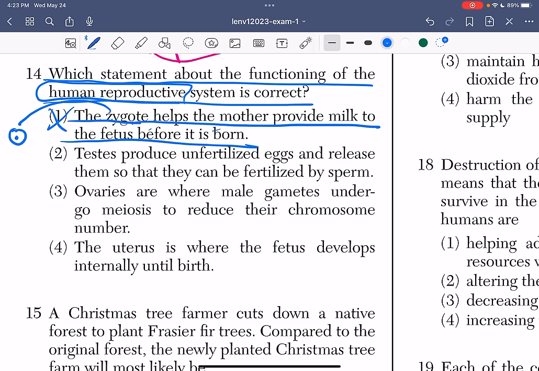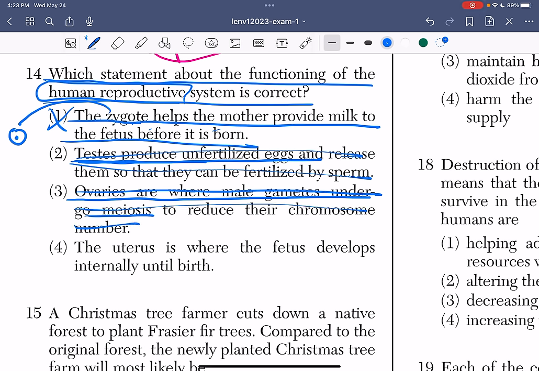Absolutely not. Testes are the sex organs of males that produce sperm. Testes produce unfertilized eggs? Oof, no. Testes produce sperm. Ovaries are where male gametes undergo meiosis? Nope. Ovaries are in the females. They make eggs. The uterus is where the fetus develops internally until birth. Yes. The best choice for 14 was 4.